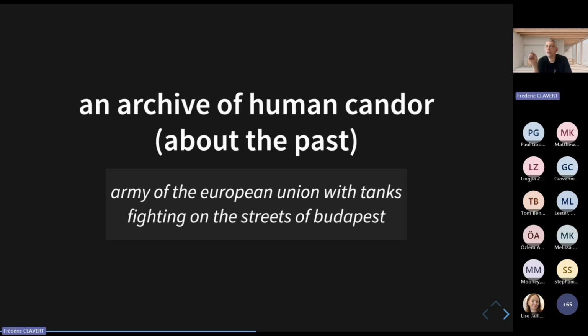Zoe Hitzig, who was a researcher at OpenAI and today at the Anthropic Institute, in an op-ed where she explained why she was leaving OpenAI, spoke about an archive of human candor when she spoke about the prompts. I'm not sure yet what archive of human candor means. I just like the expression. She's considering the prompts written by humans as this archive of human candor. And in my case, I really look at this as an archive of human candor about the past.